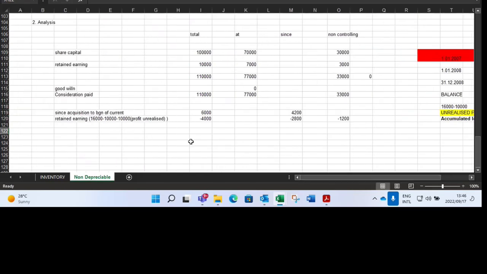So now we have the profit for the year for the subsidiary. How much profit did you make during the year? Subsidiary alone. $21,000, right? Yes, sir, 21,000. Then we can conclude.